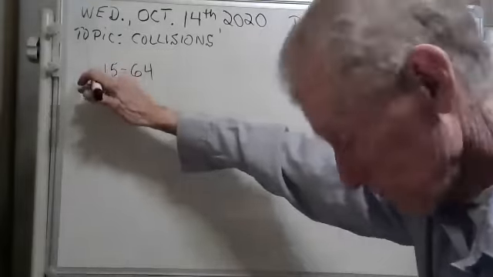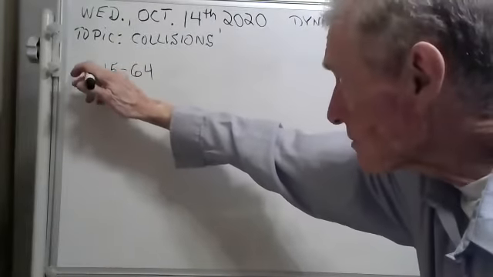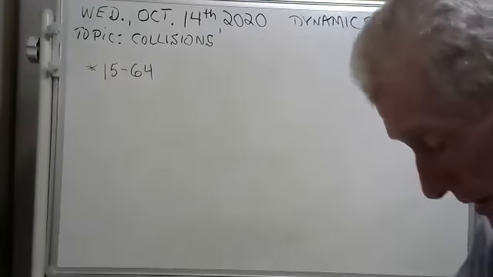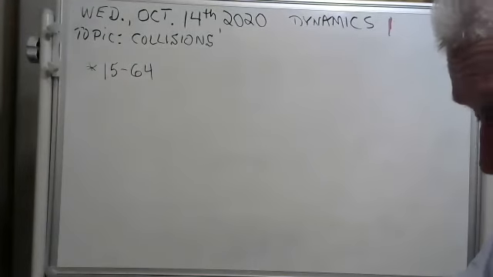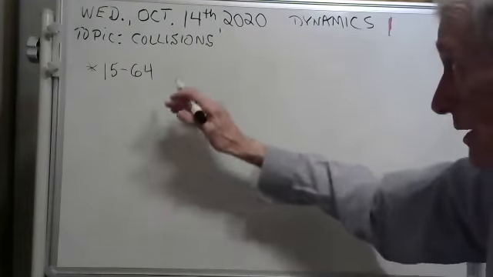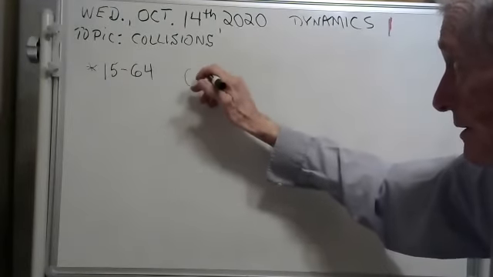1564. It's got a little, well, it's not a star. It's a kind of a snowflake. It's an asterisk. That means they don't have the answer in the back, but I got an answer book. Ball A has a mass of 3 kilograms. Here, let's draw it. Here's A.